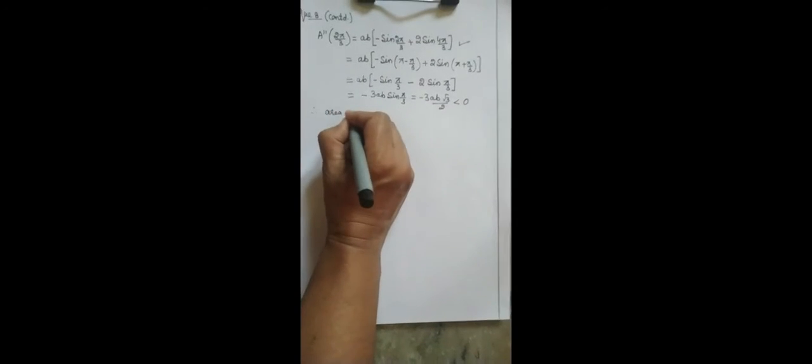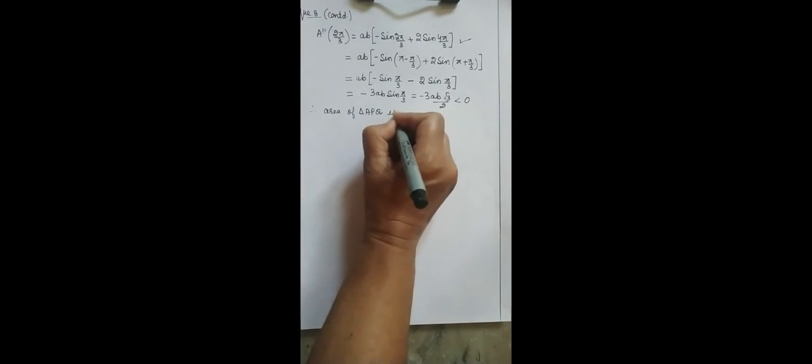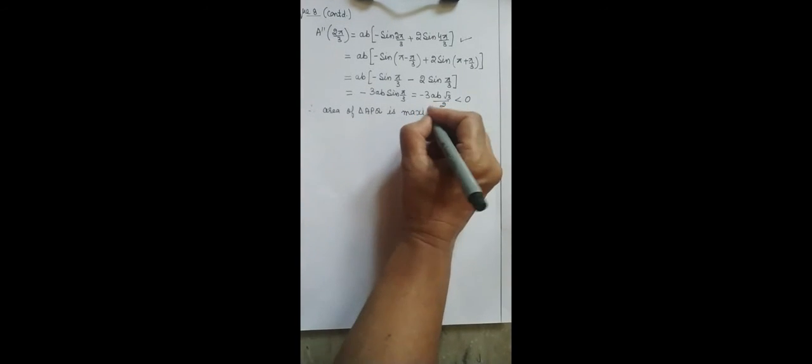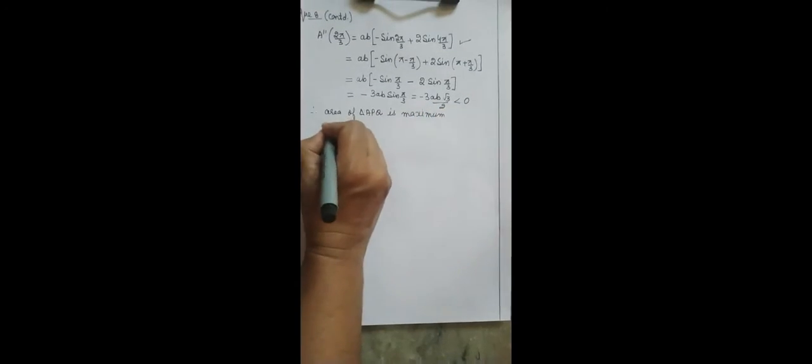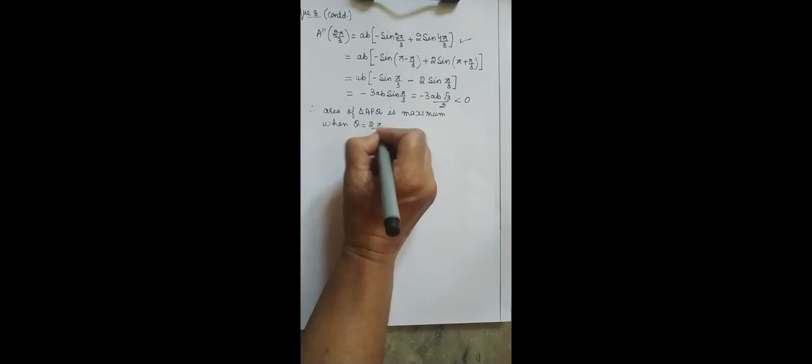Now area of triangle APQ is maximum when theta is equal to 2 pi by 3. Right, so I have reached the result that area becomes maximum at theta is equal to 2 pi by 3. Now student, let us again read the statement of the question, because before giving the final result we have to ensure what is the requirement of my statement.